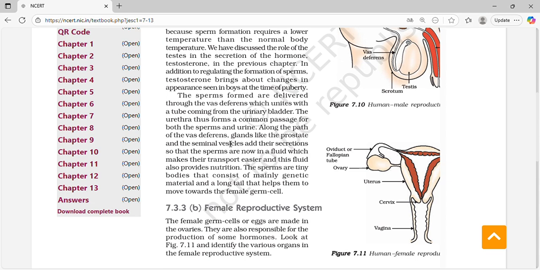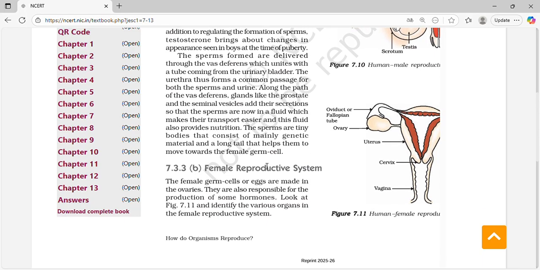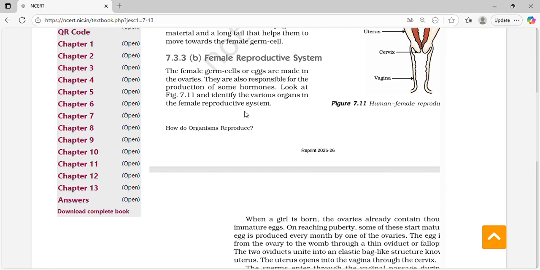Along the path of the vas deferens, glands like the prostate gland and the seminal vesicles add their secretions so that the sperms are now in a fluid, which makes their transport easier, and this fluid also provides nutrition. The sperms are tiny bodies that consist mainly of genetic material and a long tail that helps them to move towards the female germ cells. The female germ cells, or eggs, are made in the ovaries. They are also responsible for the production of some hormones.